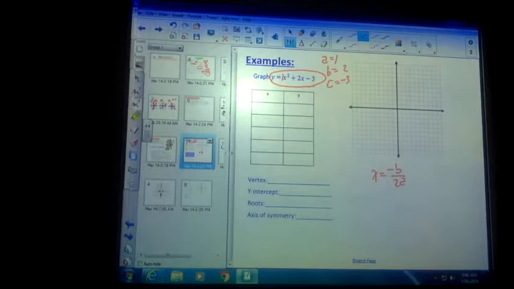Wait, I need negative b over 2a. Do I have an a? And a b? Yeah, I do. So ready? That negative comes along. Negative, that's an equal sign. Negative, my b value is what?